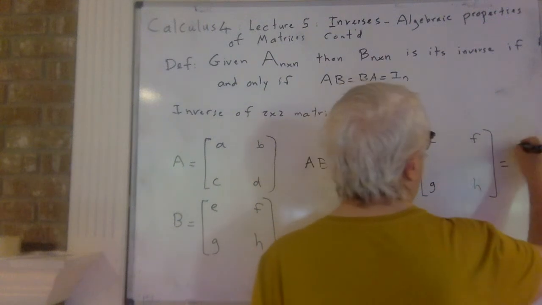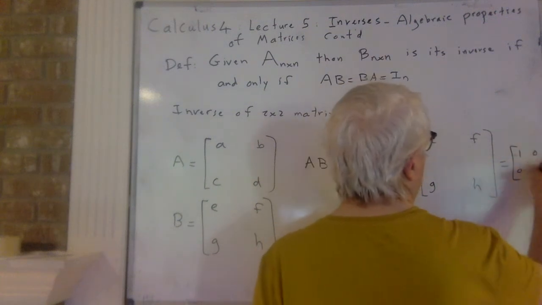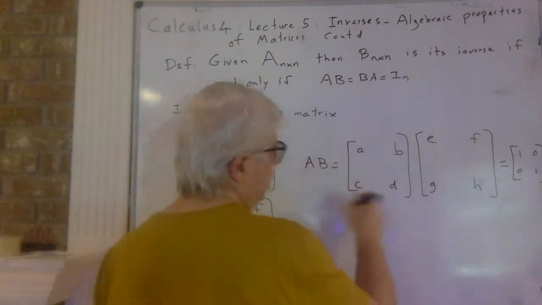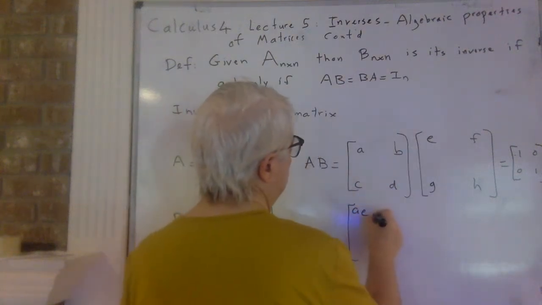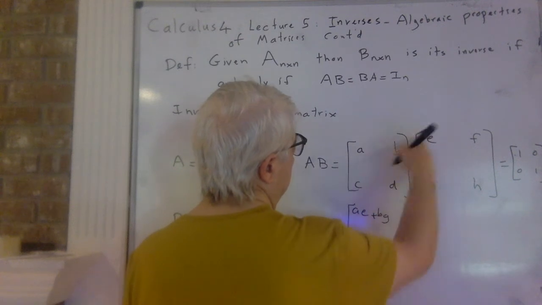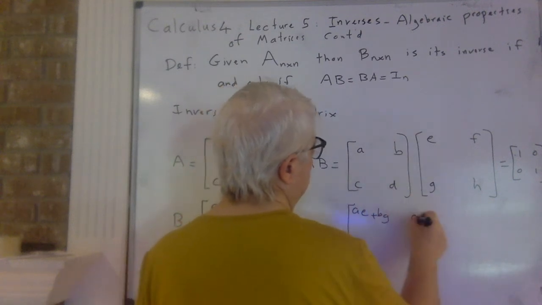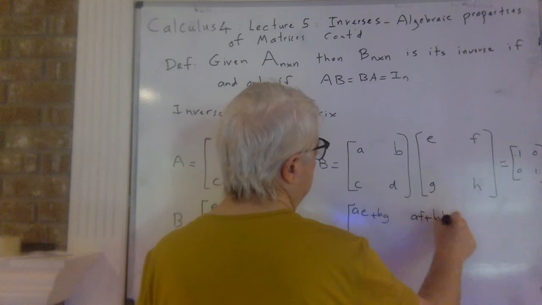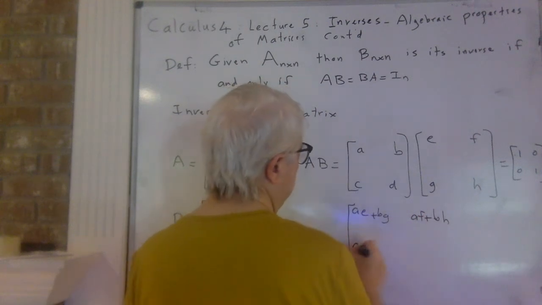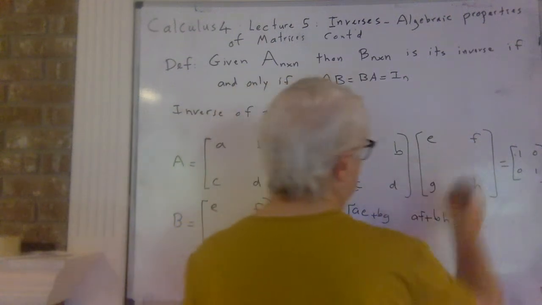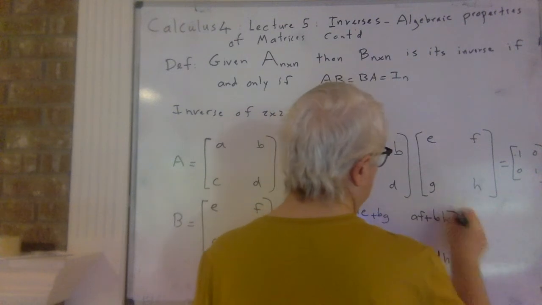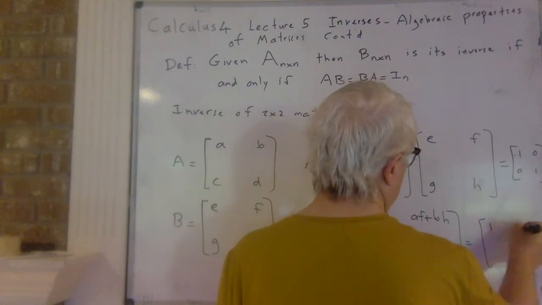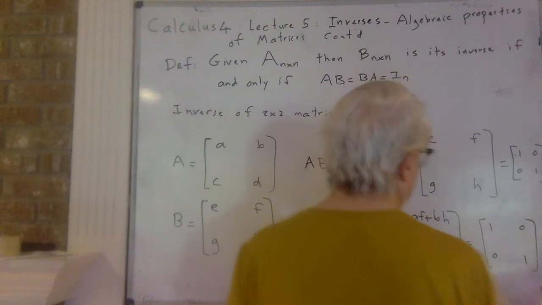And this should be 1, 0, 0, 1, right? So let's multiply this thing. This time this will give me AE plus BG, then AF plus BH, then CE plus DG, then CF plus DH. And this equals 1, 0, 0, 1. Okay.